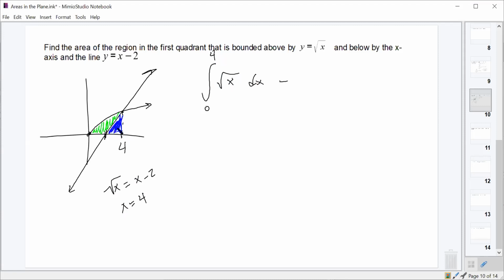We should be able to find the area of that triangle. So where does y equals x minus 2 cross through the x-axis? X equals 2. So we know the base of that triangle is 2, so it's 1/2 of 2 times the height. And what's the height of that triangle here? If I'm going from 4 up to the value at y equals x minus 2, that's 4 comma 2, right? That's a height of 2 also. So this integral with this area expression subtracted from it should give us the area that we're looking for in green. Good or no?